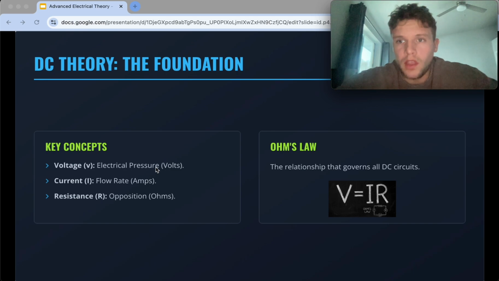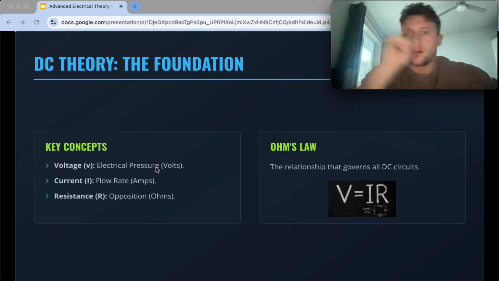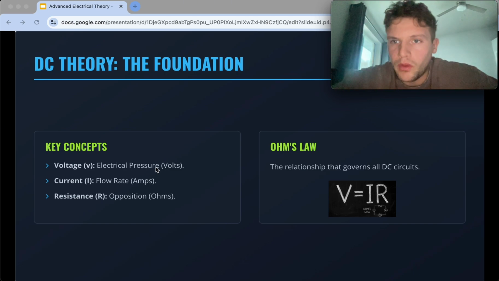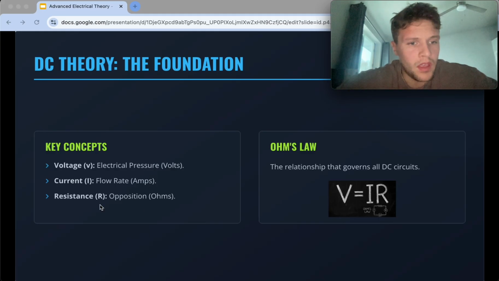Current is going to be, if you took a slice of that wire, how many electrons are going through per second, right? So it's a flow or a rate, and the unit is going to be amps. Resistance is the opposition to that current, right?